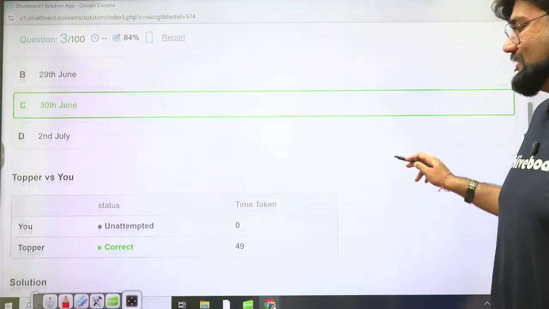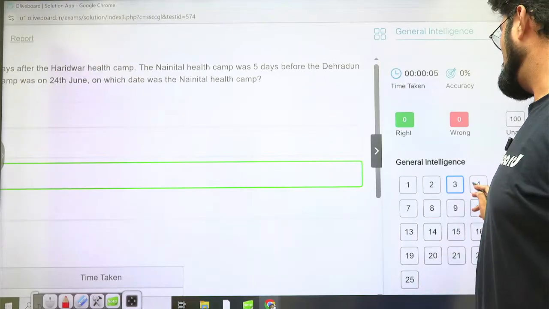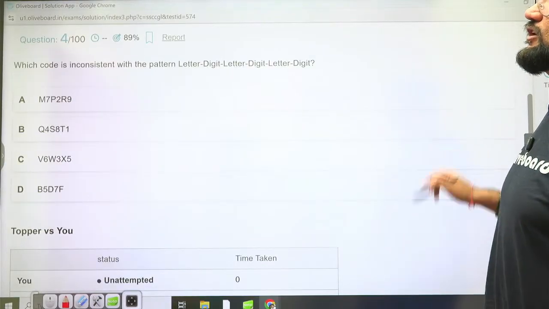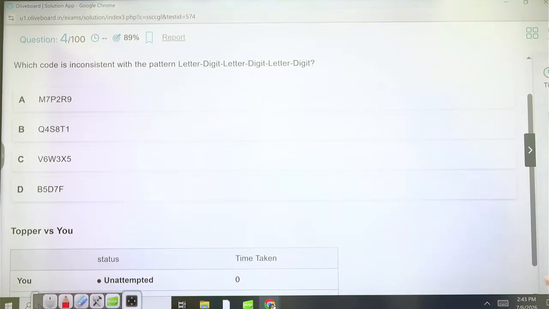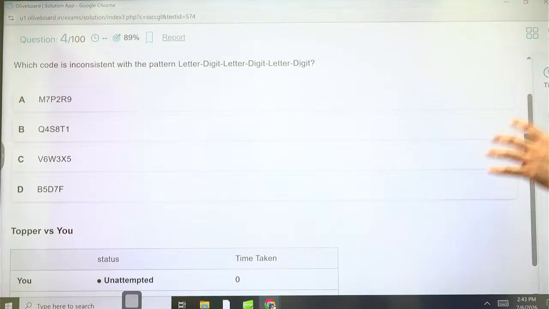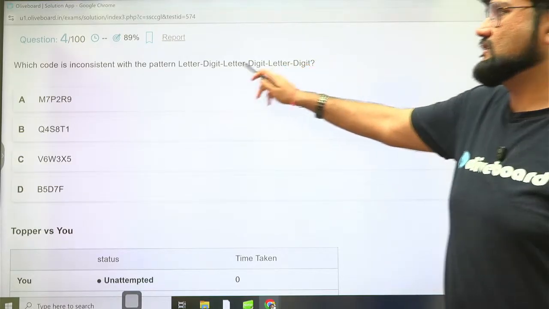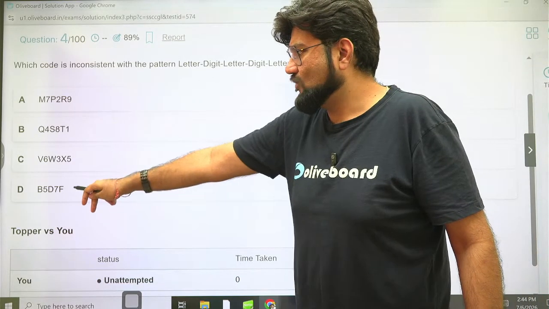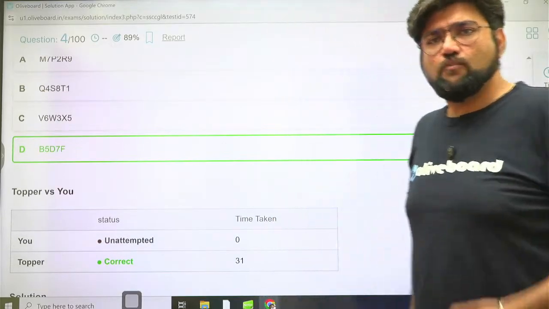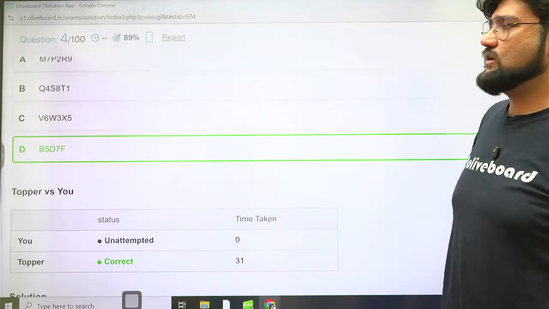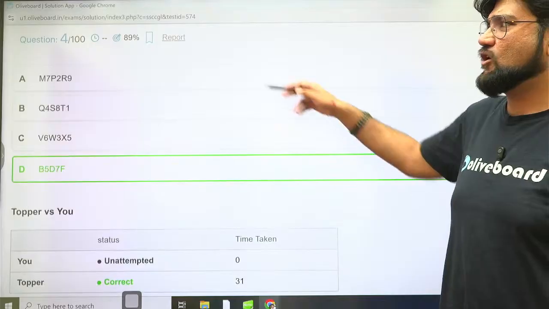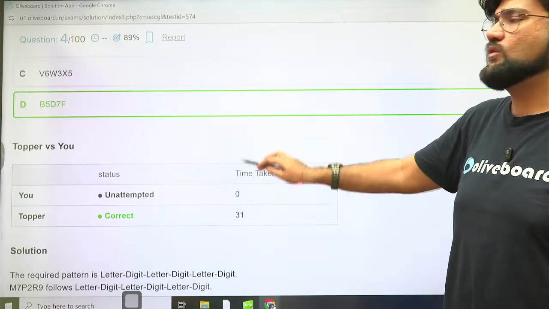Cool. 49 seconds. This one actually is a pain point for a lot of students. Which code is inconsistent with the pattern letter, digit, letter, digit, letter, digit? Observe, in the end there's a digit. Observe the options. Only here, there's no digit. So pick up that one anomaly which is going to give you the answer. Don't go on checking it option-wise because that ends up costing you time.